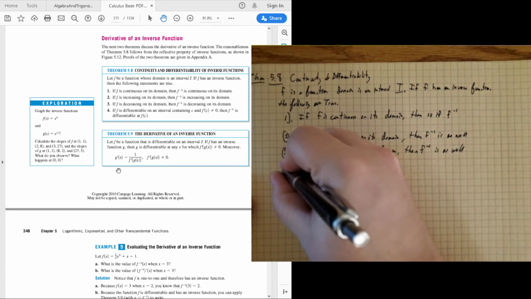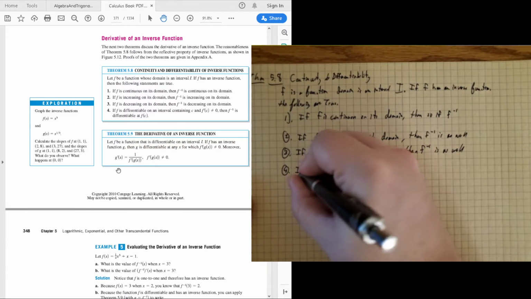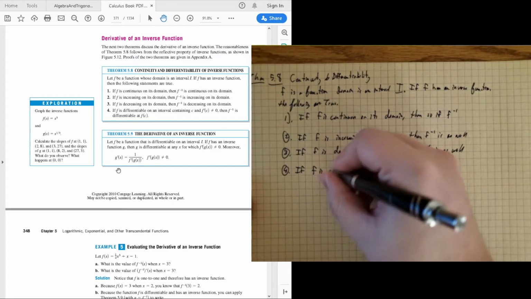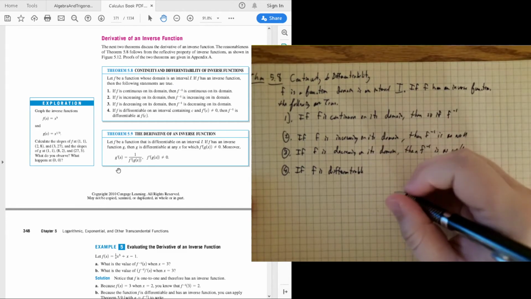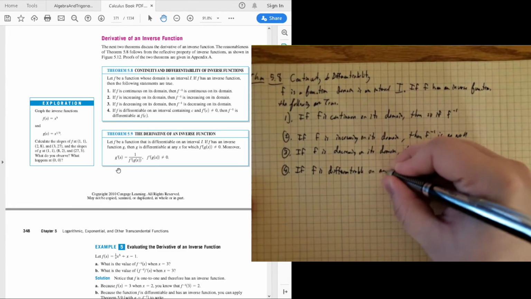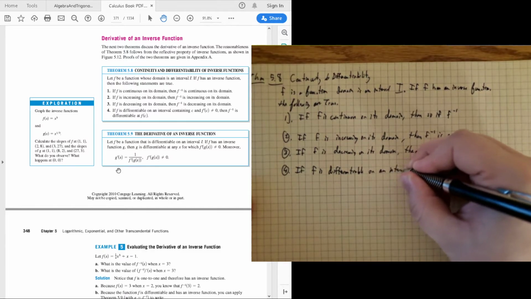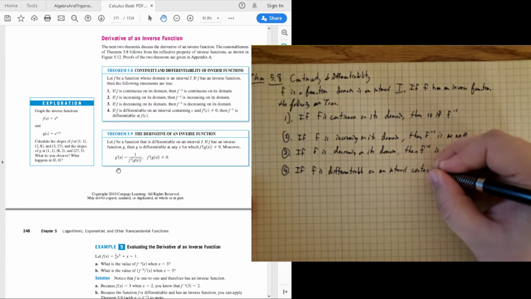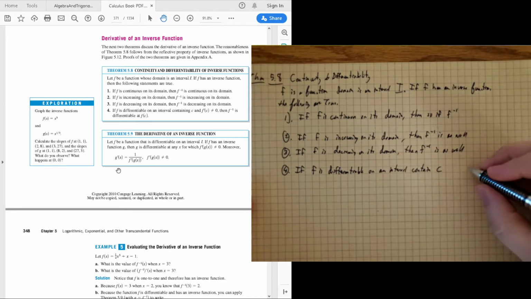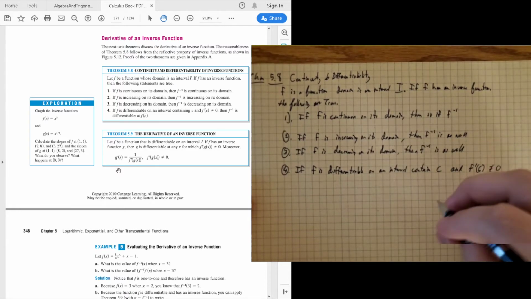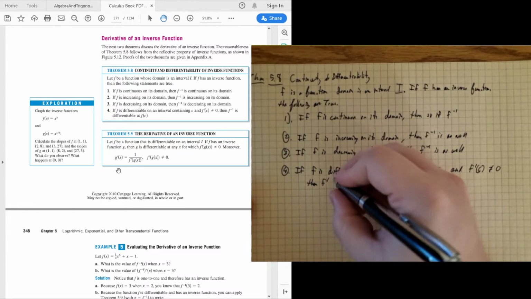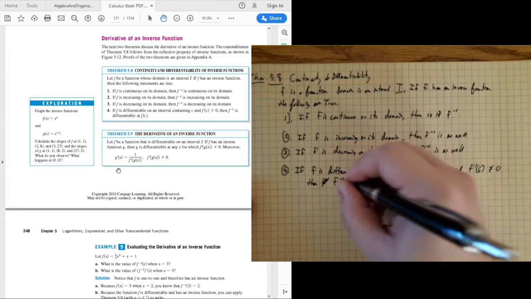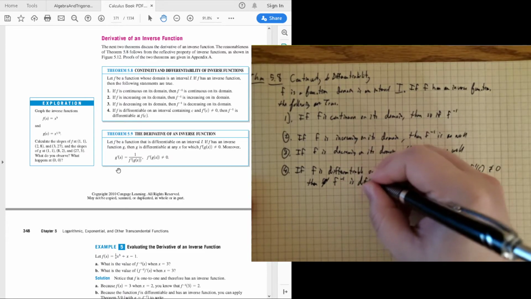And the last one is the fun one, the big one. If f is differentiable on an interval containing c, in this case c is arbitrary, and f prime of c does not equal 0, then f inverse is differentiable.